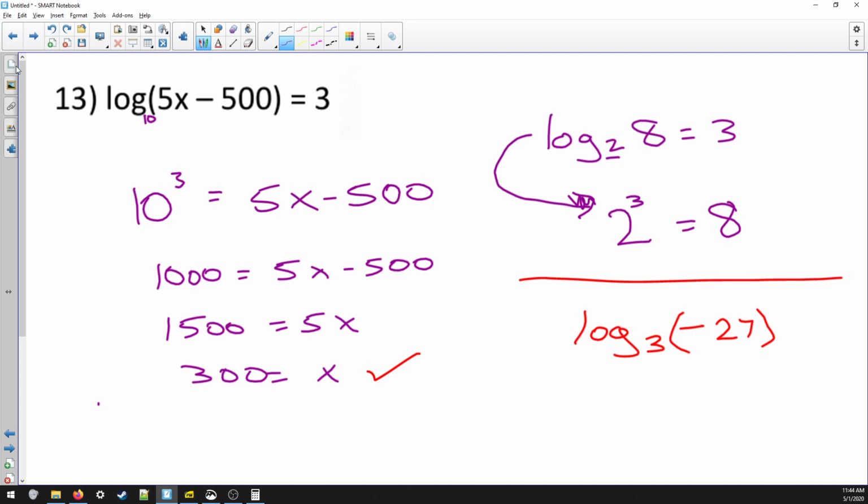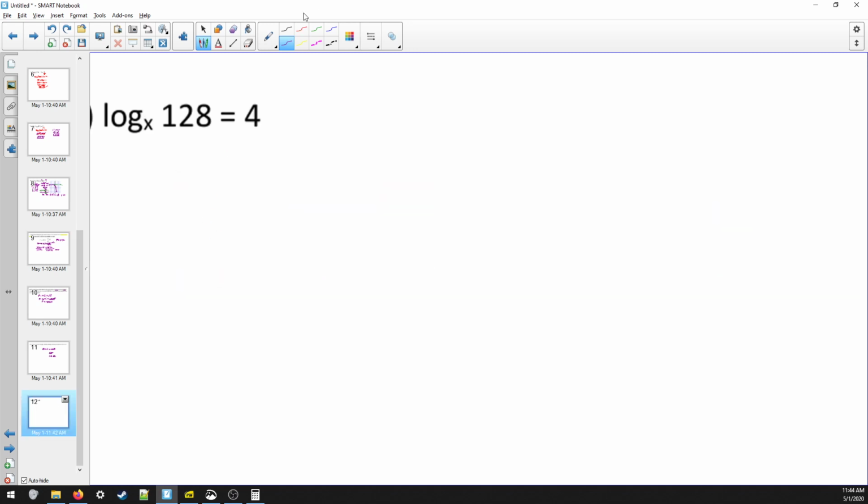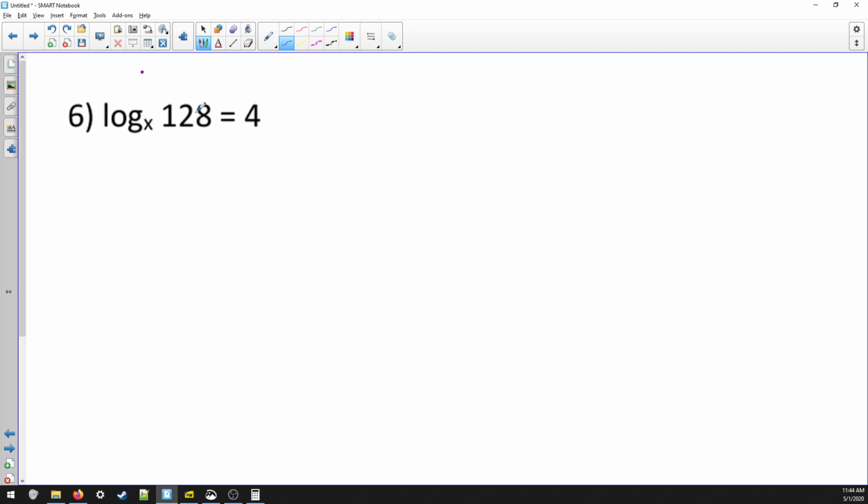So for problem number 6, let me go back to that one. You can see that there's nothing outside of the log, so this one is ready to be converted. So we're going to say this is base of x, exponent of 4, and I have a 128 on the other side. The way that you're going to simplify this one and finish it, you've got a couple of options. One is to take the fourth root, so I can do fourth roots to get rid of powers of 4.